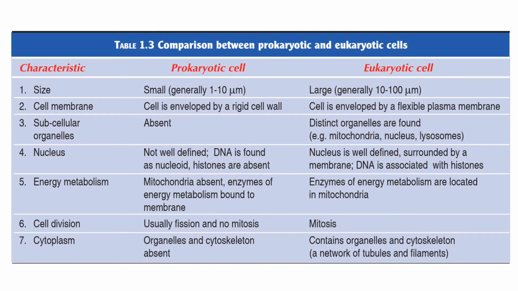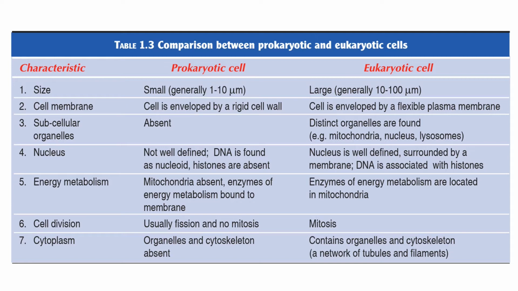This is another comparison between prokaryotic and eukaryotic cells. So the size of the prokaryotic cells are small compared to eukaryotic cell. Cell membrane in prokaryotic cell, it's enveloped by a rigid cell wall. Now in eukaryotic cell, the cell is enveloped by a flexible plasma membrane. Subcellular organelles, prokaryotic cell absent, and in eukaryotic cell, they have distinct organelles like mitochondria, nucleus, lysosomes, and others.